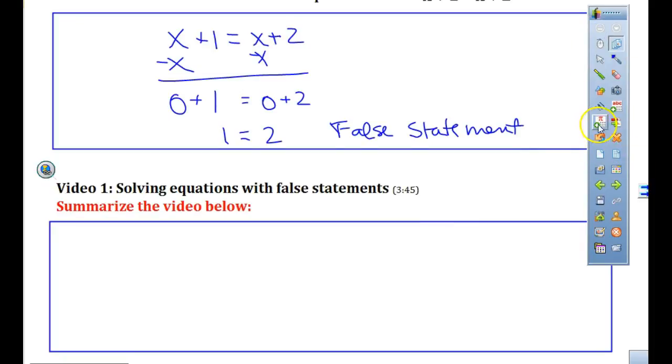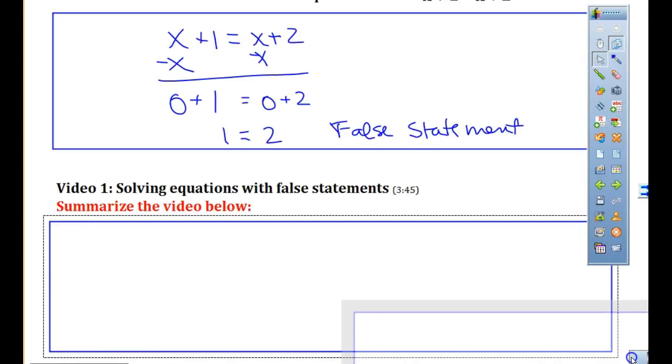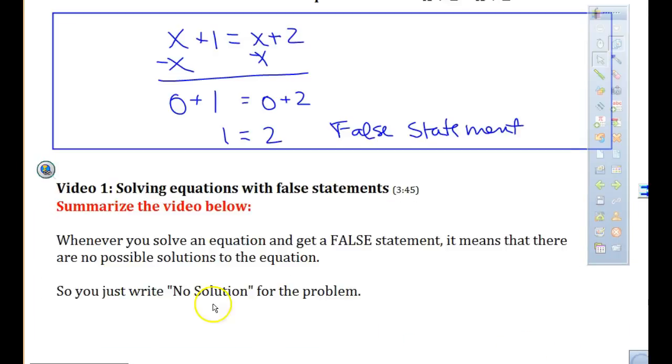So let's look at what she was saying. The video says that as we solve up here, whenever you solve and you get a false statement, anytime it's false, like we got up here, that means your answer is going to be no solution that you're going to write down. Okay?